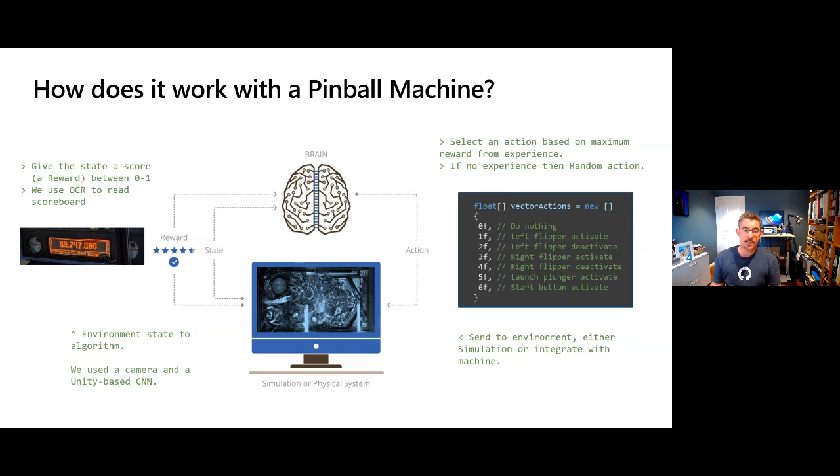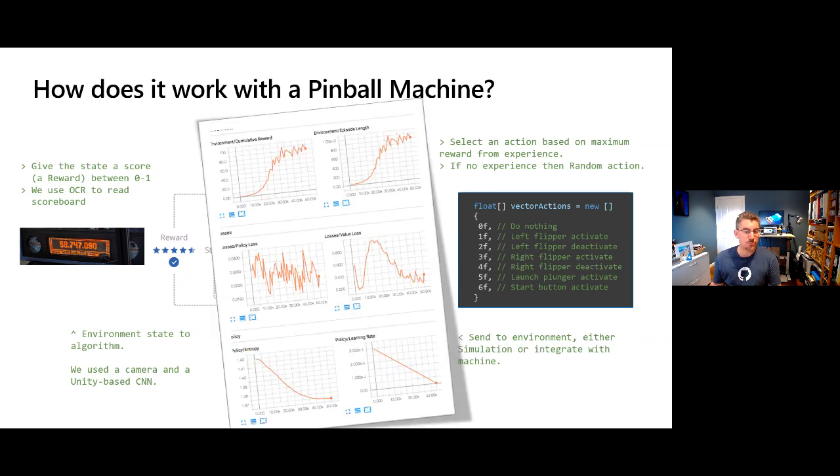The environment state is then passed back into the algorithm. The resulting state is assigned a reward between 0 and 1, denoting how well the move performed. We also used OCR, which you can see there's a scoreboard there on the left-hand side. We used OCR to extract the score off of the backboard of the pinball machine and convert that into part of the reward scheme. So the bigger the score, the bigger the reward that was passed back into the brain.